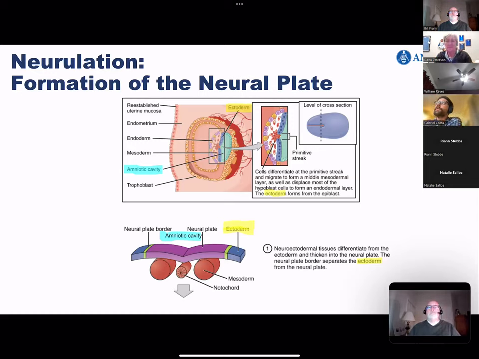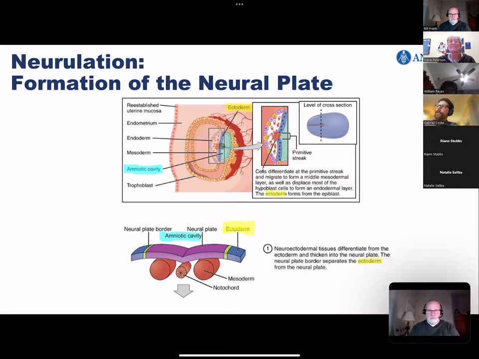So the formation of the neural tube: at the end of week three, the embryo has developed into this trilaminar disc. And one of the two derivatives of the epiblast is the ectoderm that lines the amniotic cavity, which you can see illustrated here.